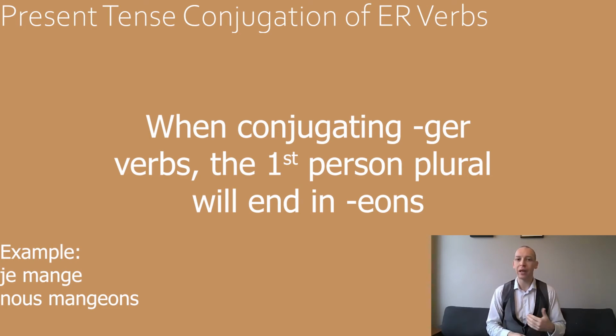G can also be hard or soft, but there is no accent that we can add to a G to indicate a soft pronunciation when it's followed by a hard vowel. So for this, we add the letter E to our nous form. Instead of ONS, we use EONS. For example, nous mangeons.